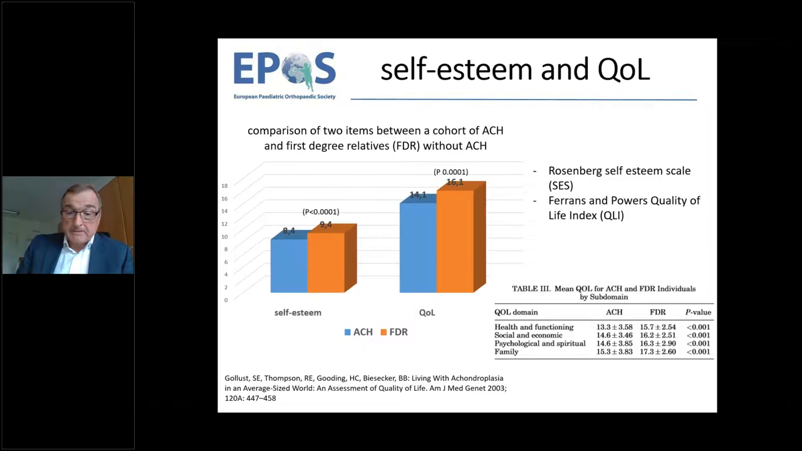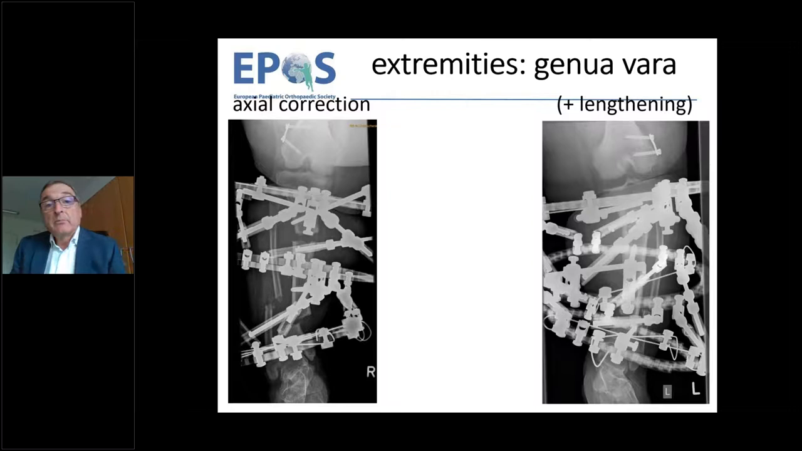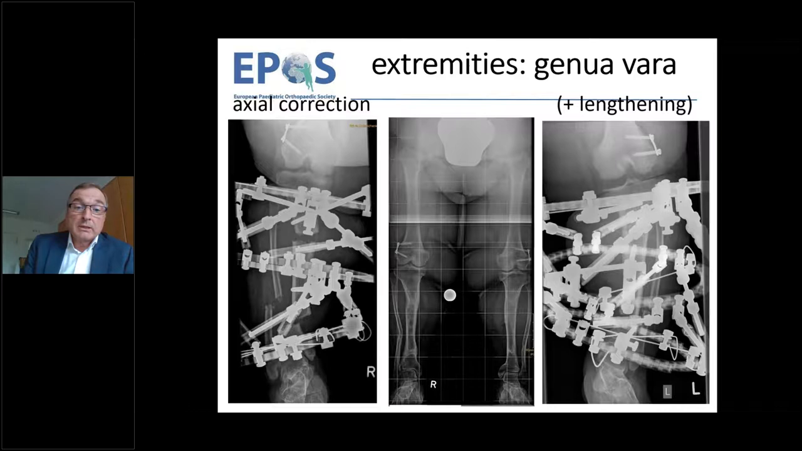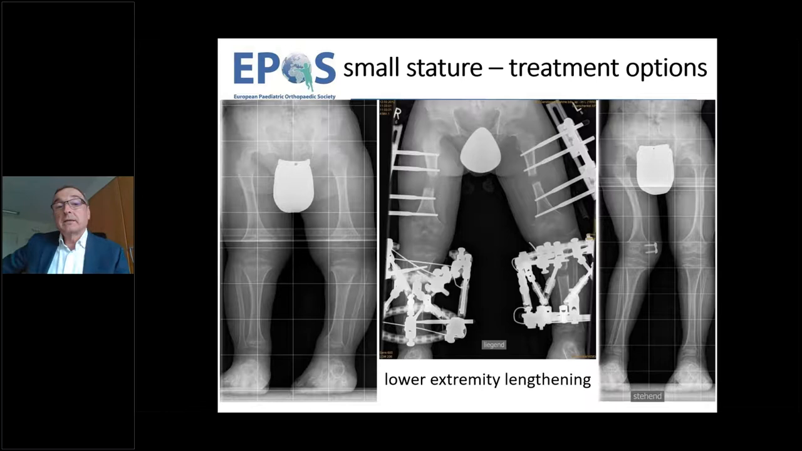Now, when we look at our orthopedic problems, we basically have axial deformities such as genu varum, including torsional malalignment, and they are coming for axial corrections plus or minus lengthening, depending on their wish. We can do this, as said, with different methods. And the other big issue is small stature. There are several treatment options. One is lower extremity lengthening, but that's not the only possibility.